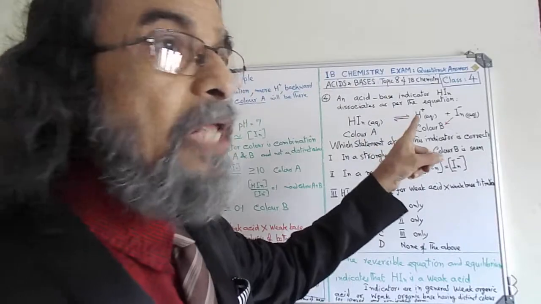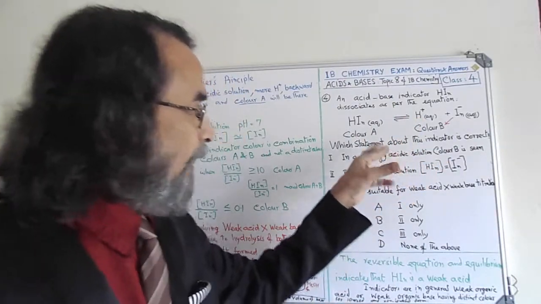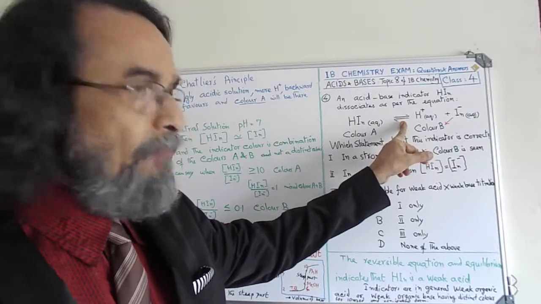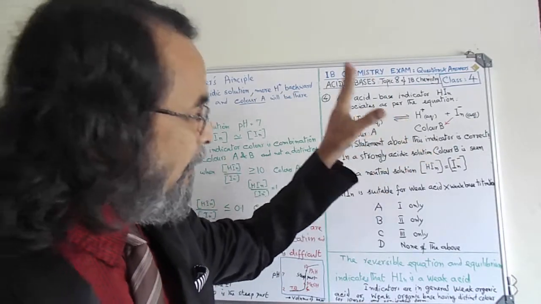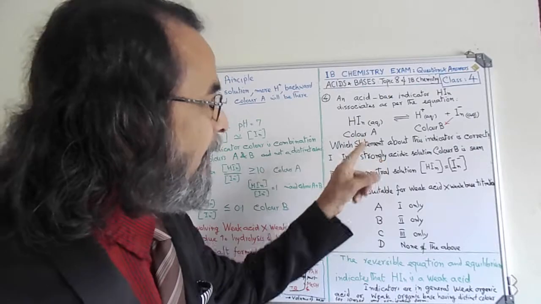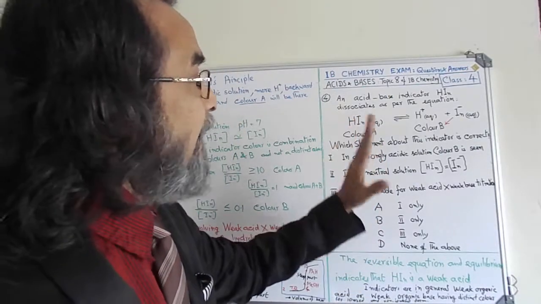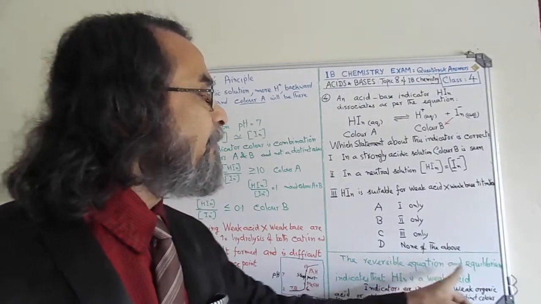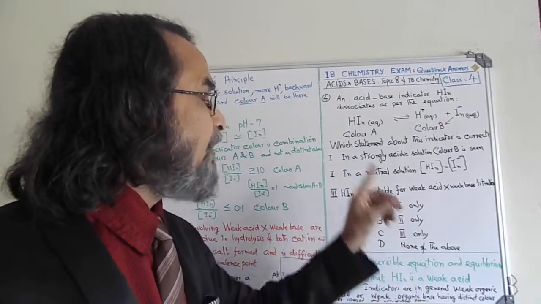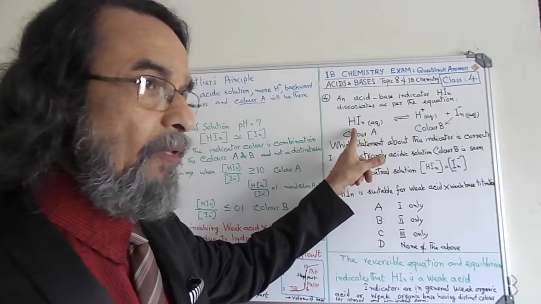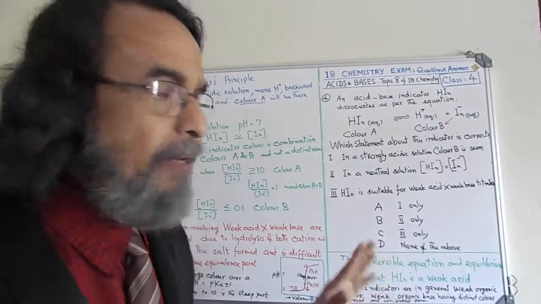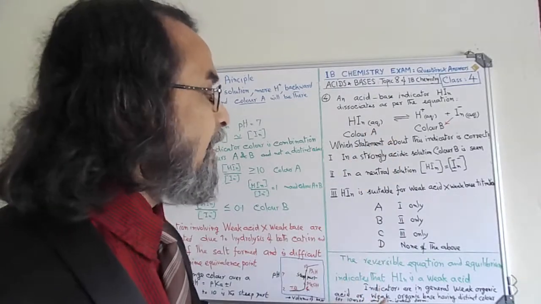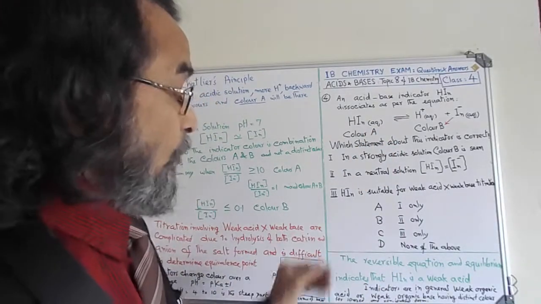From the question itself, we have some clue. That is, it is mentioned as a reversible equation. A reversible equation indicates that it is either a base or an acid. Since HIN is there, a reversible equation at equilibrium indicates that HIN is a weak acid. For a strong acid, there is no equilibrium, only forward arrows. Here it is reversible, so it is a weak acid.